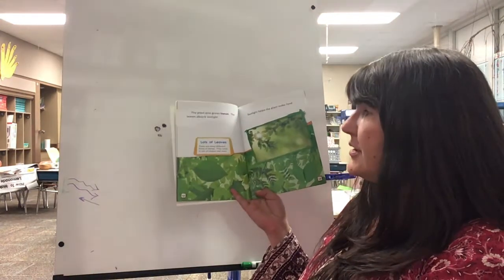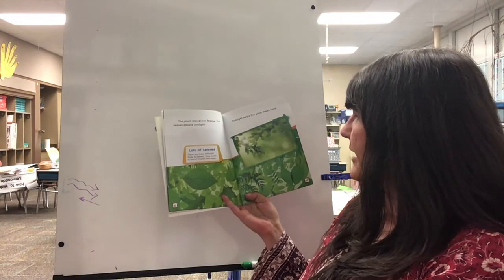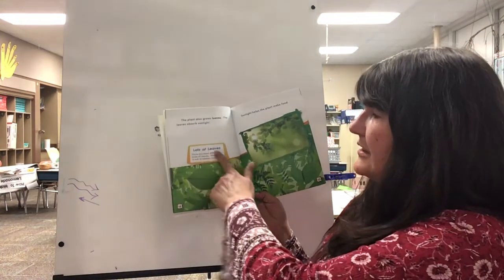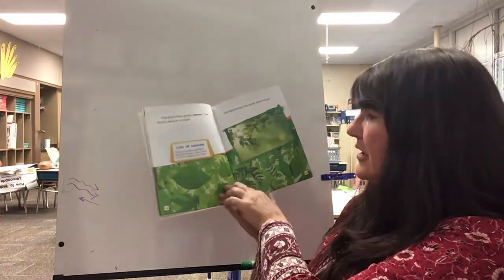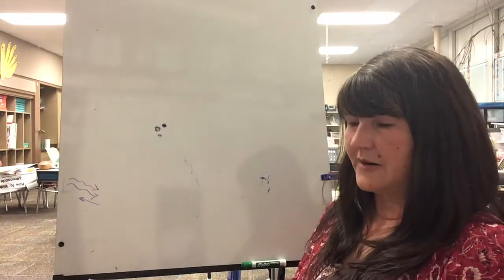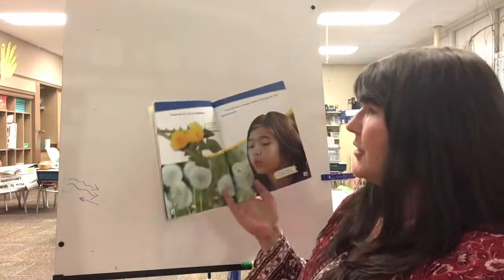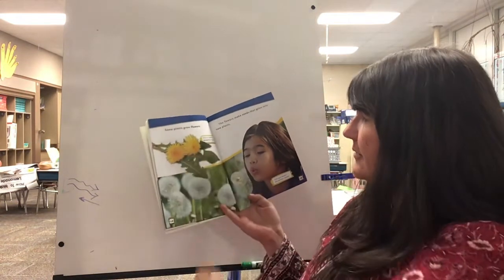The leaves absorb sunlight. Sunlight helps the plant make food. Lots of leaves. There are many different kinds of leaves. They come in a lot of shapes and sizes. Some plants grow flowers. This is a yellow dandelion flower.